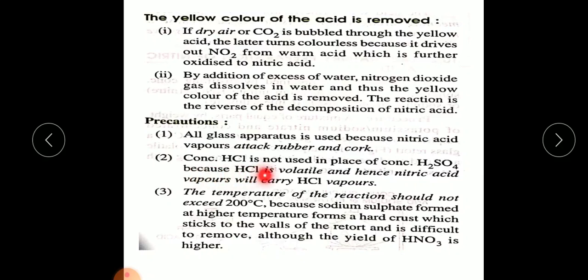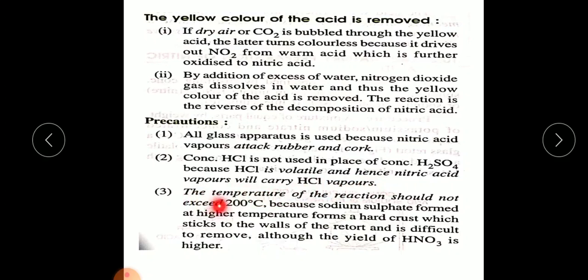Number 2, concentrated HCl is not used in place of sulfuric acid because HCl is volatile and hence nitric acid vapors will carry HCl vapors. So we can't use concentrated hydrochloric acid in place of concentrated sulfuric acid because it is volatile, and nitric acid vapors will always carry HCl vapors.